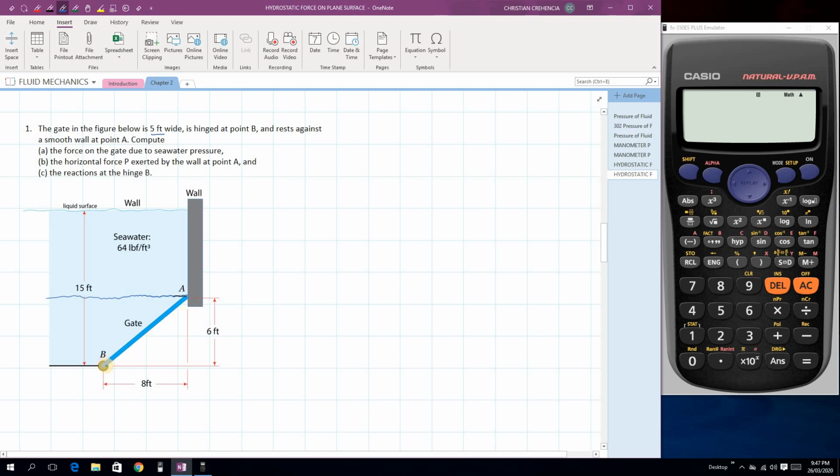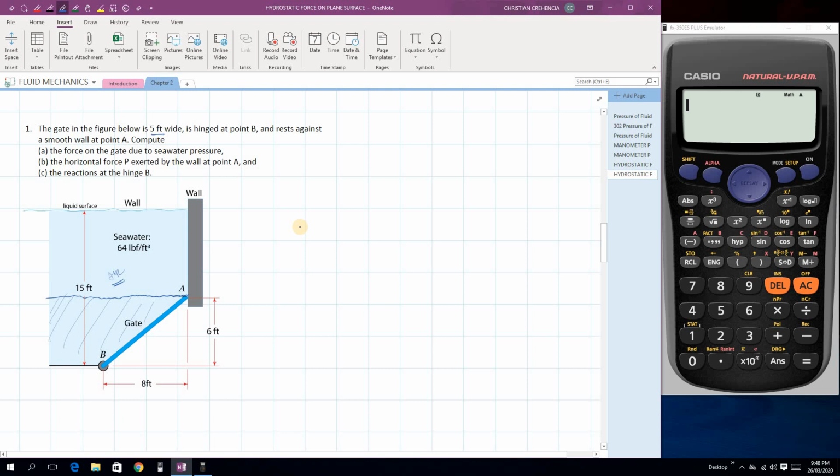Then nandito yung hinge natin sa point B. And nakasandal siya dun sa point A sa wall. So unang hinahanap is yung hydrostatic force sa gate due to seawater pressure. Then hindi ko na siguro tutuloy dito sa B and C, pero i-determine natin muna yung location nung force P. So ganito muna yung kino-consider natin, no? So itong portion na to lang. So i-assume natin na dito sa ibabaw is air lang, air for the meantime. Okay?